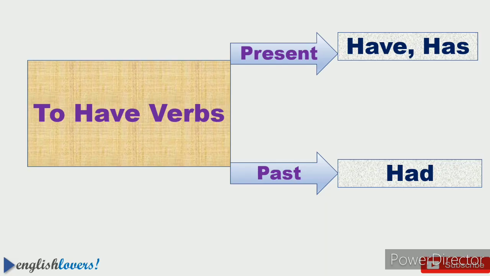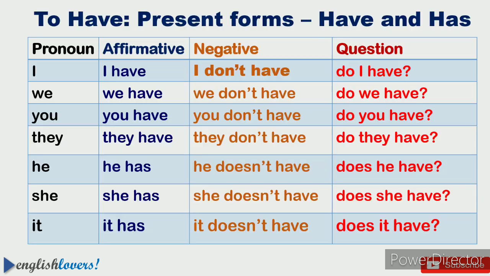The verb to have has two forms in the present, that is have and has. Have is plural and has is singular, and there is only one form in the past, that is had, which is used with all the pronouns. Let us see how have and has are used in affirmative, negative and questions.